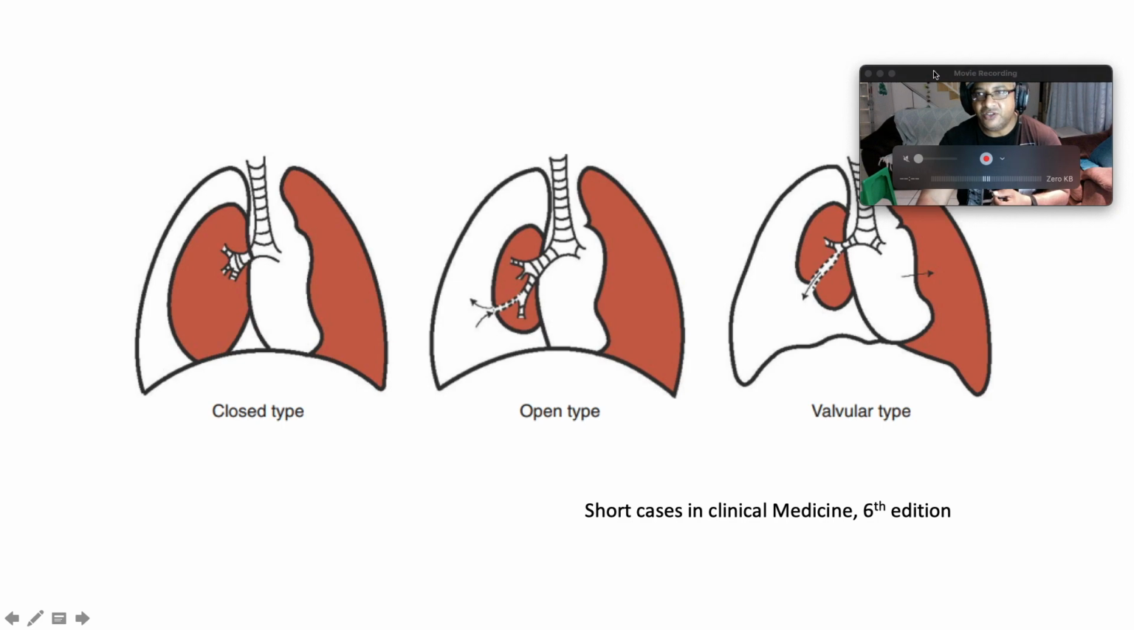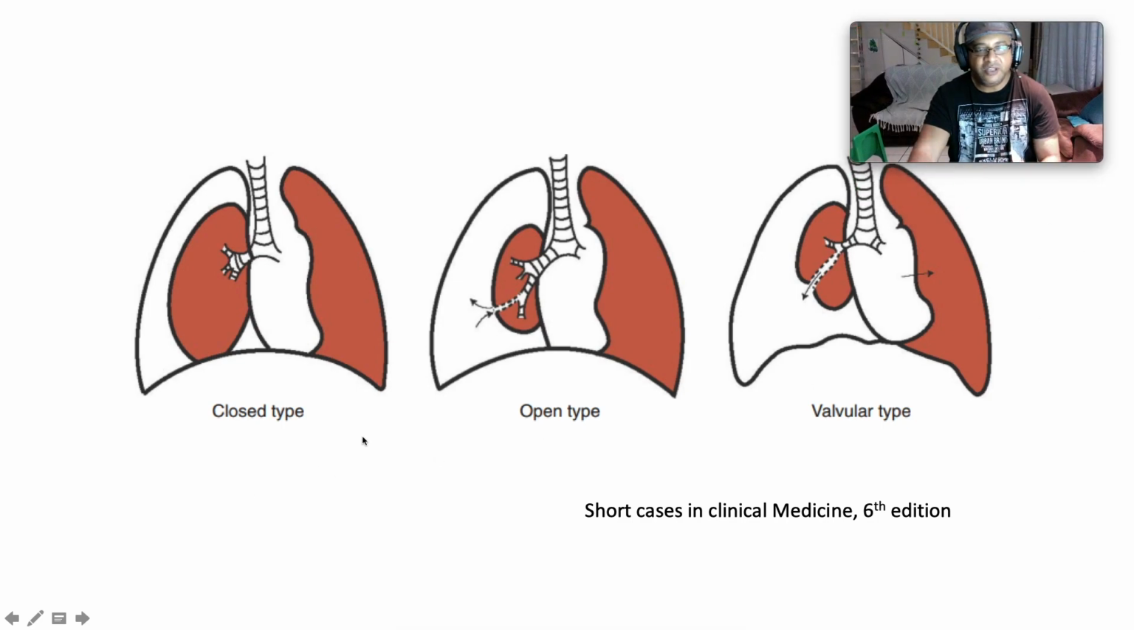So this is a handy illustration from short cases demonstrating the different types. The closed type we can see here, right? This is the open type, and this is the valvular type with the creation of that one-way valve, all right?